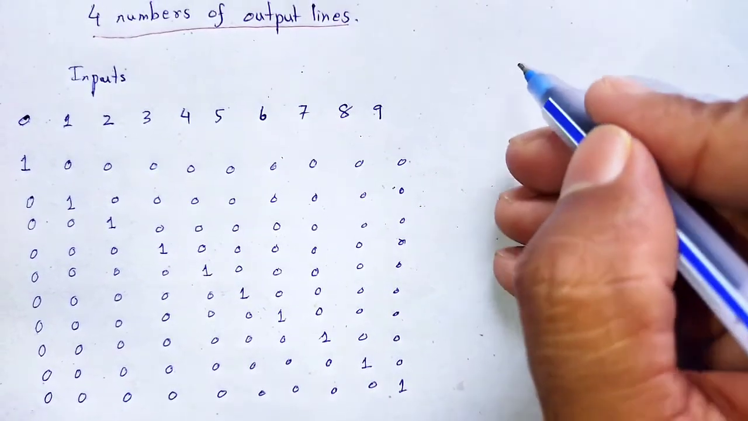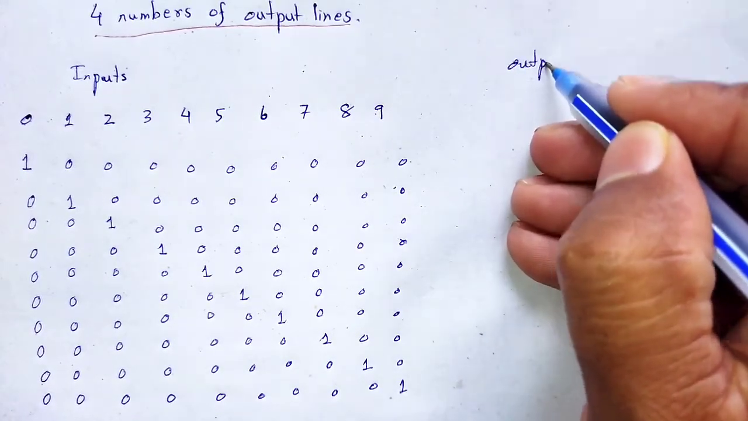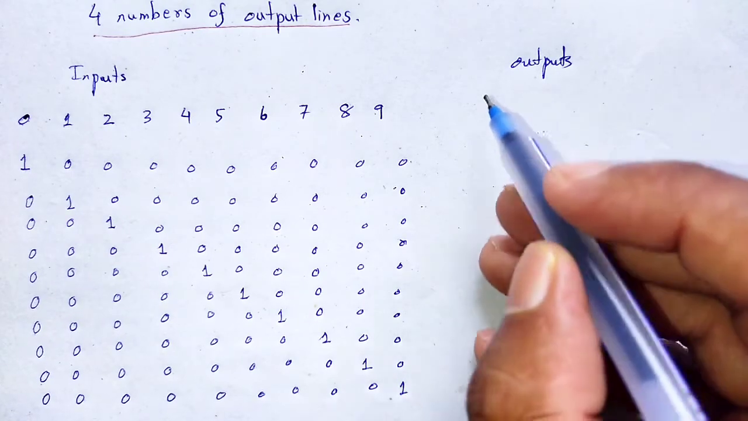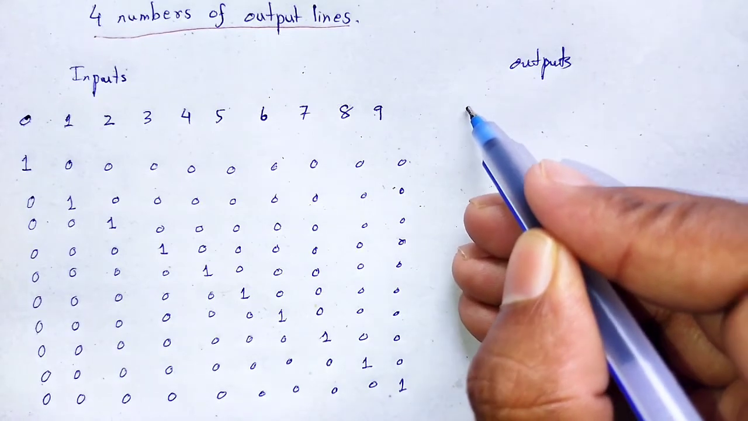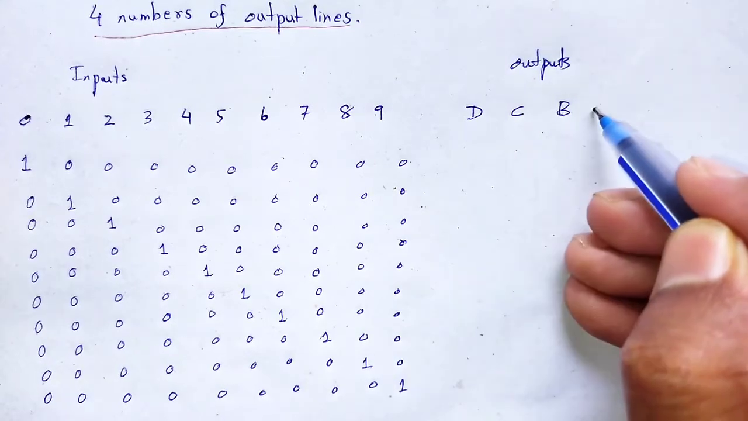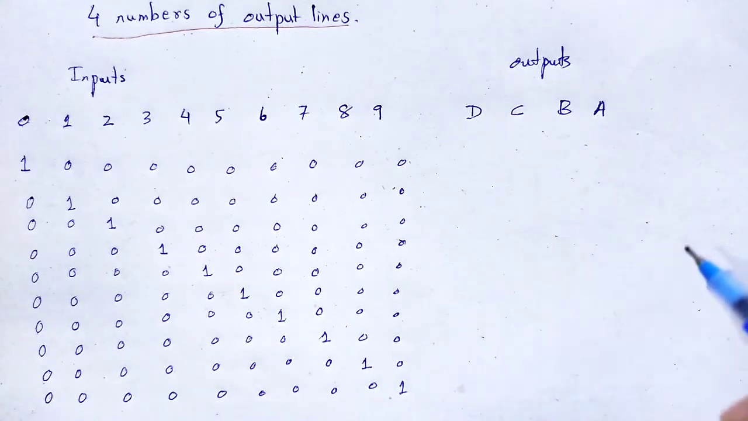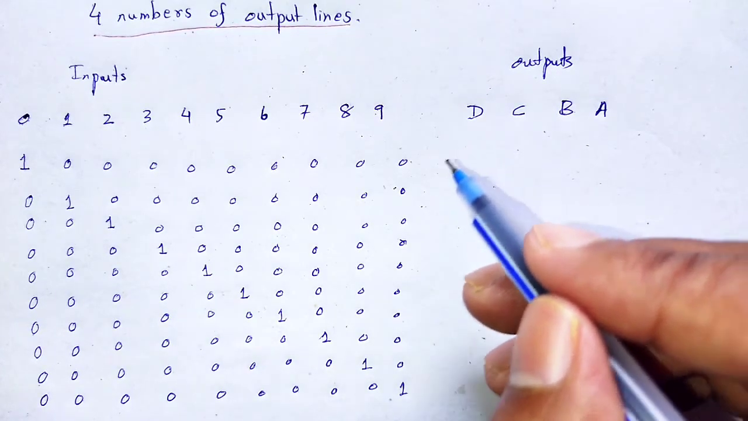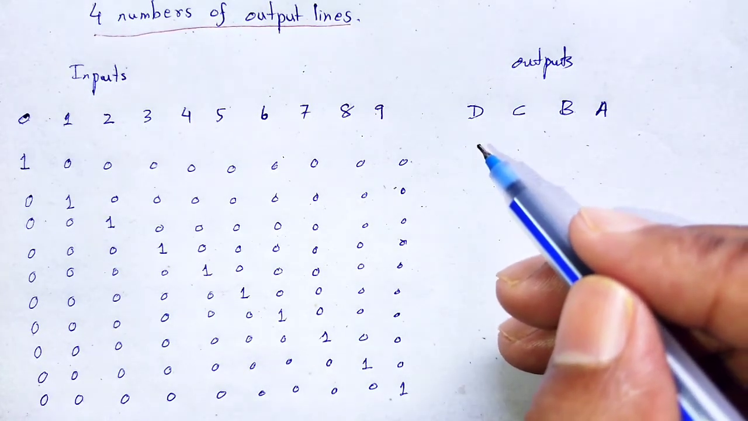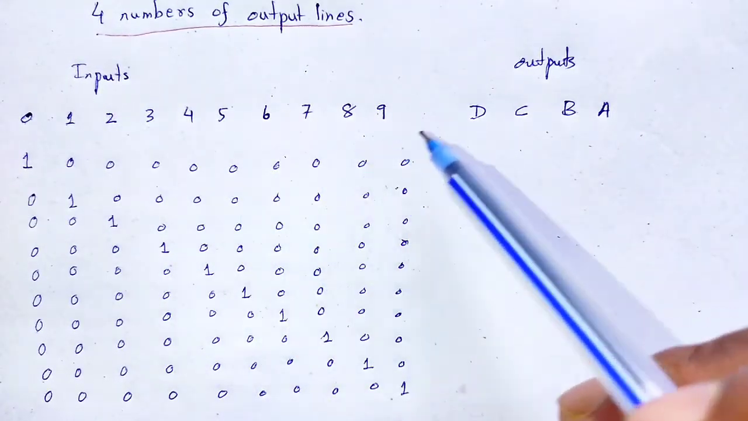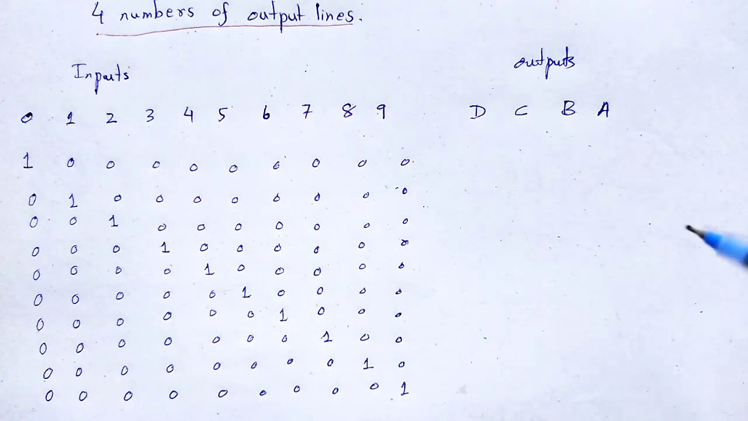Now the outputs. Let the 4 outputs be represented as D C B A. Since it has 4 outputs, there will be 2 to the power 4, that is 16 possible conditions, but as there are only 10 inputs, we stop at the 9th position.